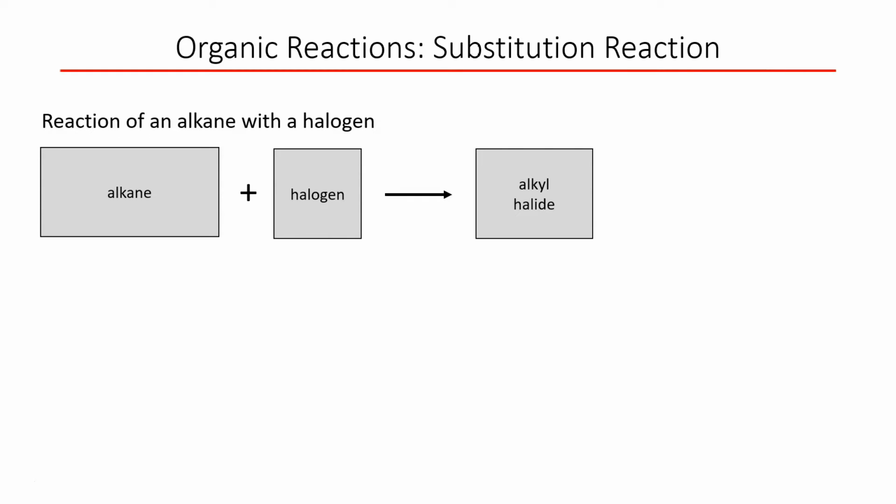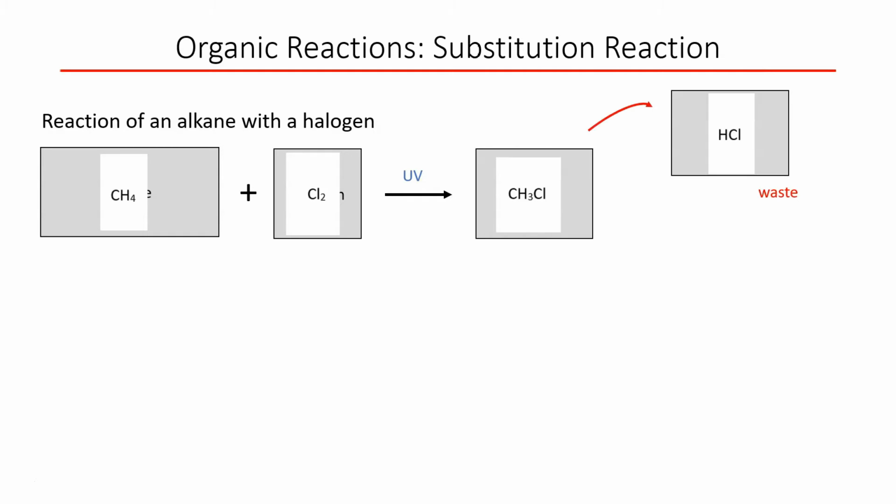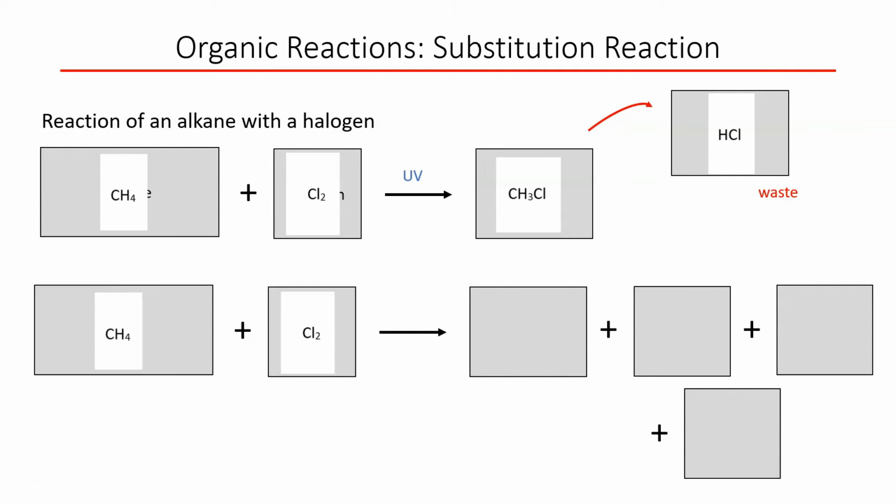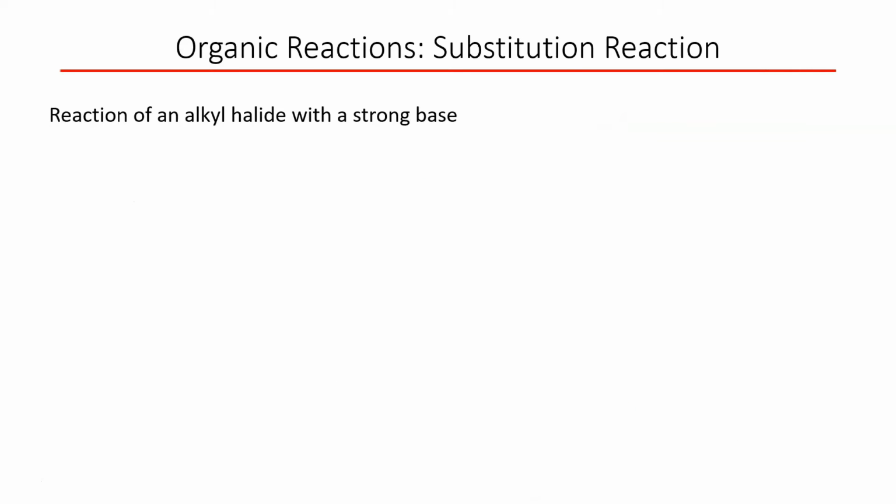Now, alkanes are very stable, so this reaction, therefore, is not likely to proceed easily, so I have to have UV and often a catalyst. When this reaction occurs, I'm going to get a hydrogen halide as a waste product. Now, if I were to perform this reaction with excess halogen, then I could replace more than one hydrogen on my alkane. And of course, I get my hydrogen chloride waste.